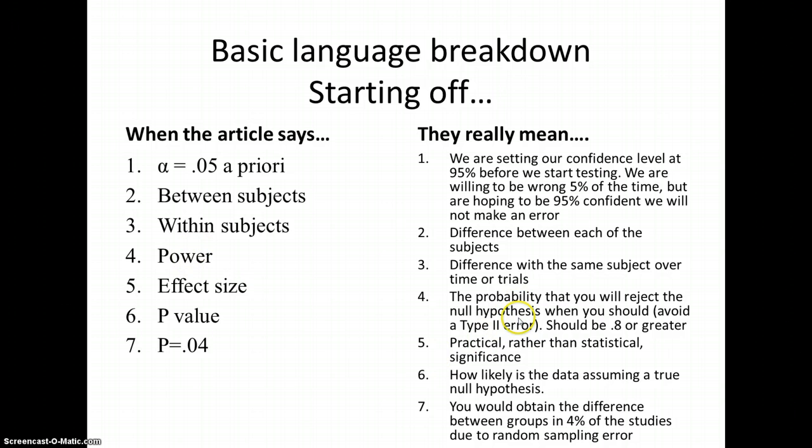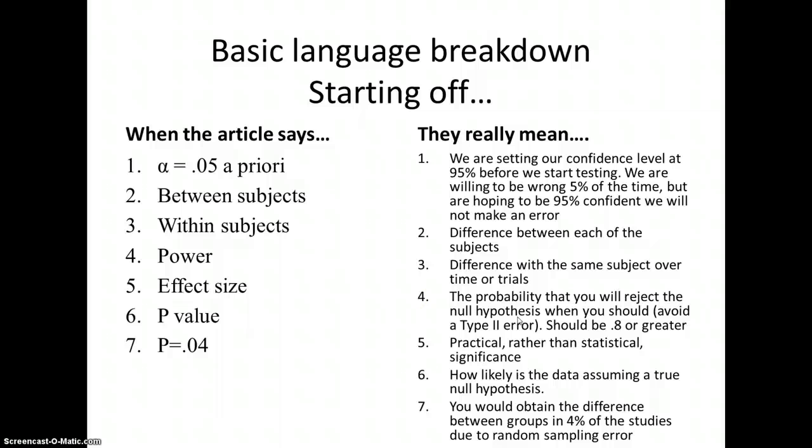Your power, the probability that you will reject the null hypothesis when you should, meaning you're going to avoid your type 2 error. And typically power should be 0.8 or greater. So they should report a 0.8 or greater power. But power is really a statistical test.